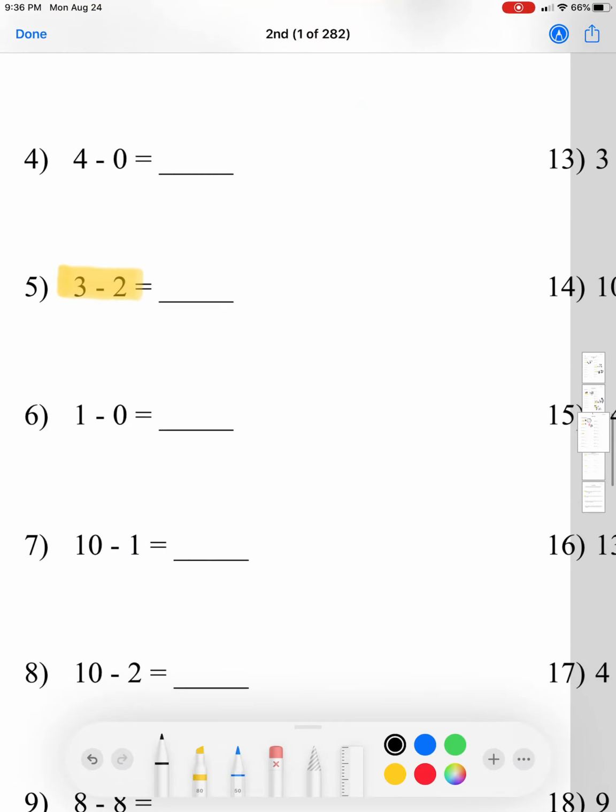Same answer. We have 3 minus 2. We have 3 dots and we cross out 2. 1, 2. We're left with this 1. Or count down 2 times. 2, 1.